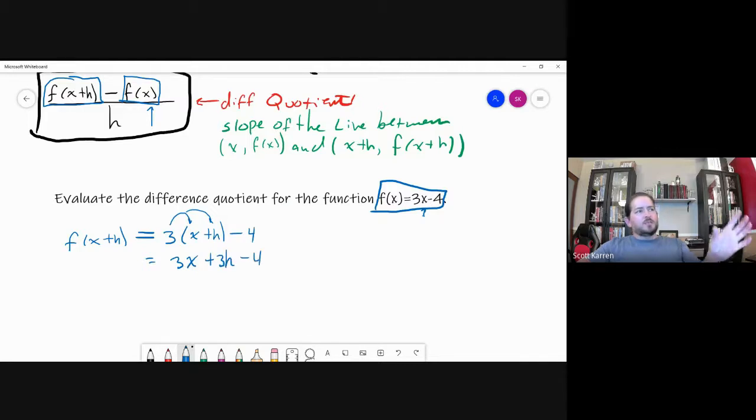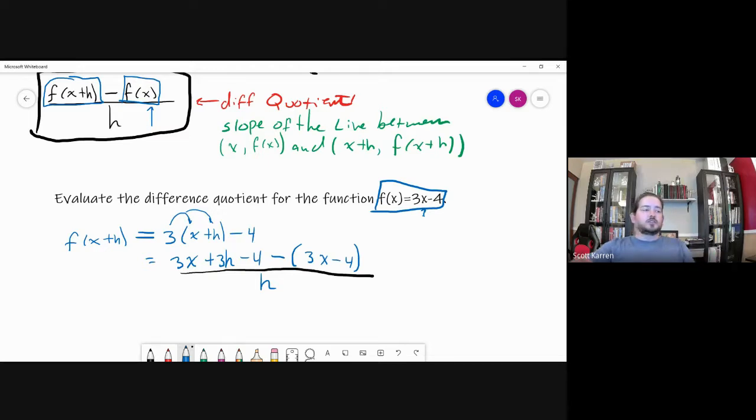And so I have that bit of it. And now if I want to create the entire difference quotient, it's f of x plus h, which I have right here, minus f of x, so minus the original function, 3x minus 4, and then this whole thing gets divided by h. And then the majority of playing with the difference quotient is cleaning it up.